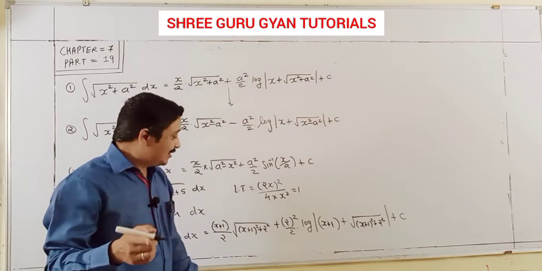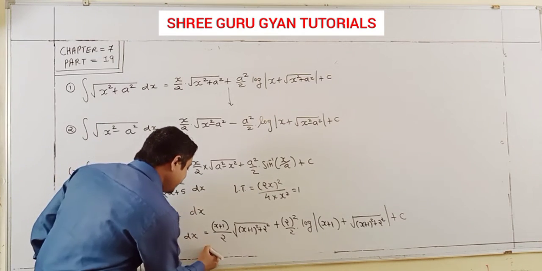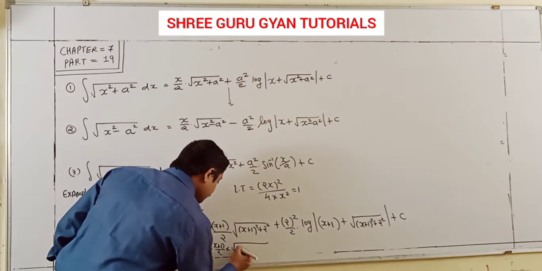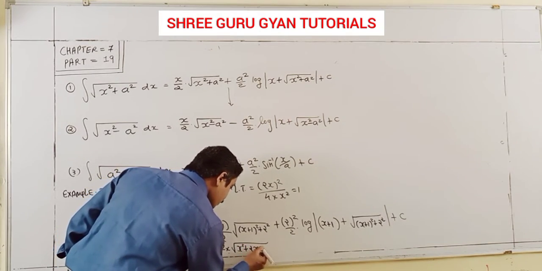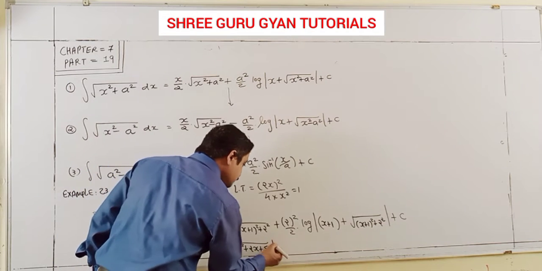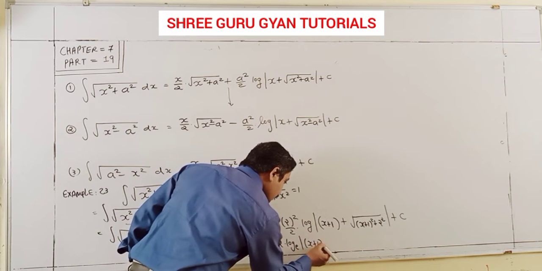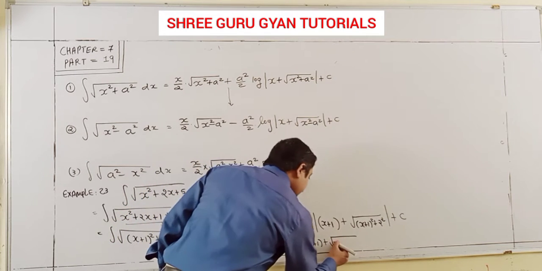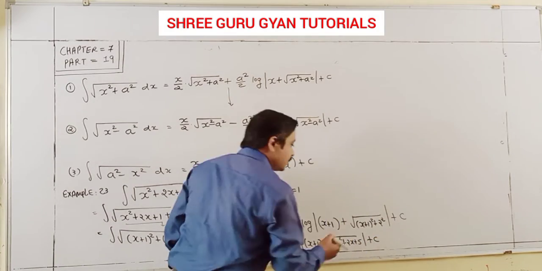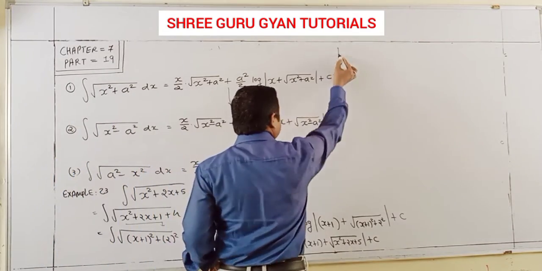Now finally this solution is actually coming back to the question again. So my data is over here and the solution is done: x plus 1 by 2 under root x square plus 2x plus 5, and plus 2 log of modulus, that will also be the same, x plus 1 plus under root x square plus 2x plus 5, and plus c. Students, happily this example 23 is done.